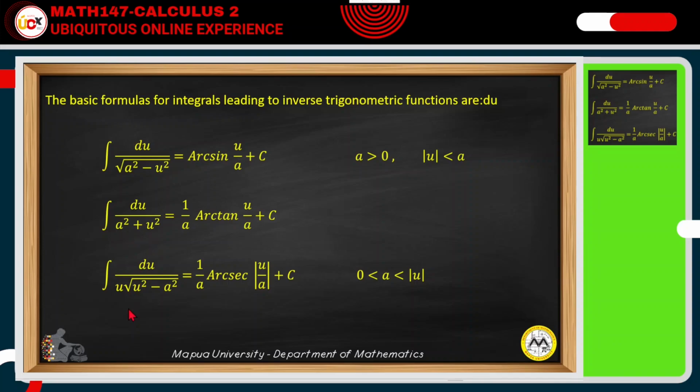The third formula is the integral of du over u times the square root of u squared minus a squared. And this is equal to 1 over a times arcsecant of the absolute value of u over a plus the constant c, where a is greater than 0 and a is less than the absolute value of u. So take note again that the denominator contains a radical sign and is of the form u squared minus a squared. And there is a factor of u outside of the radical sign.